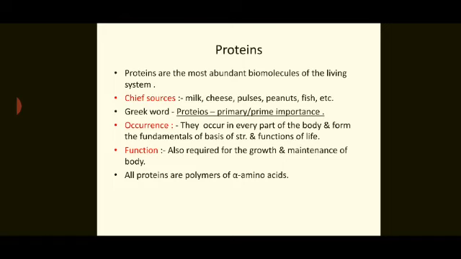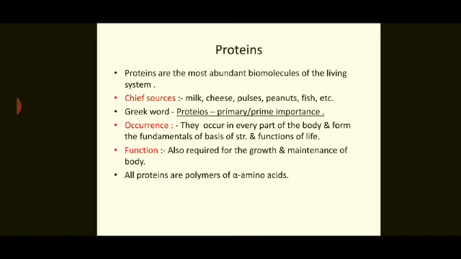The word protein is derived from the Greek word proteios, which means of primary or prime importance. It occurs in every part of the body and forms the fundamental basis of the structure and functions of life. It is also required for the growth and maintenance of the body. So proteins are very essential for our body structure.